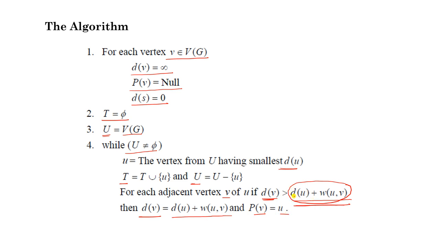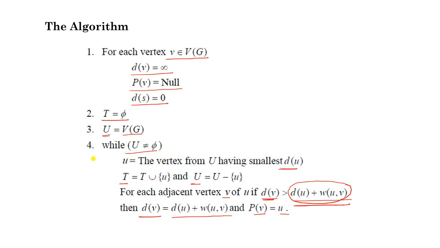If this condition is not satisfied, then no need to change, and the shortest distance dv will remain the same. You will choose the vertex u one by one until U becomes empty. Once all the vertices are taken, then this process will be terminated.